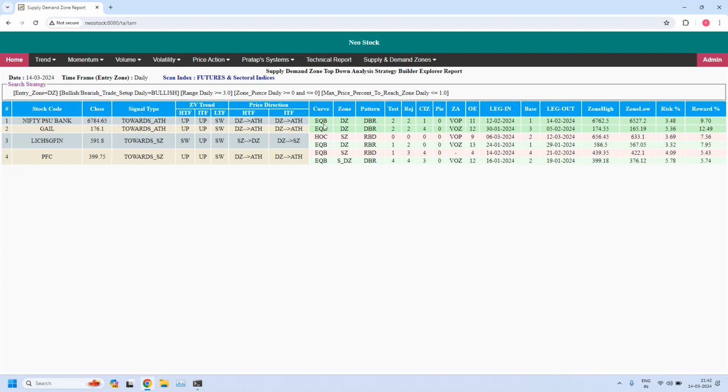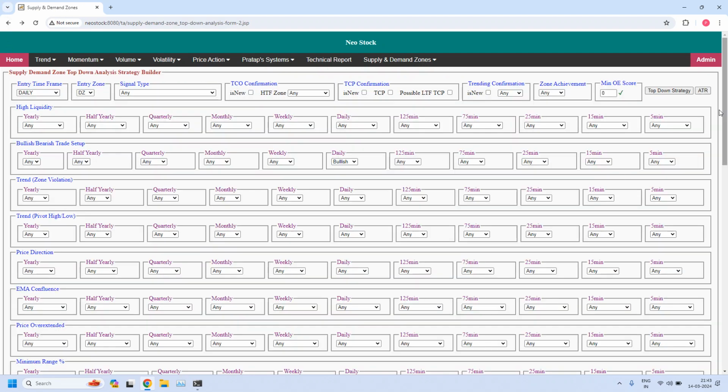But you have to plan, because some of you want fresh zones. If that is the case, test count should be 0. That point you should not forget. The test count in demand zone should be 0, not supply zone, because you are taking entry in demand zone. But all these zones are tested zones. Already gave the entry. So let us see any stocks near 2% to the demand zone, within 2%.